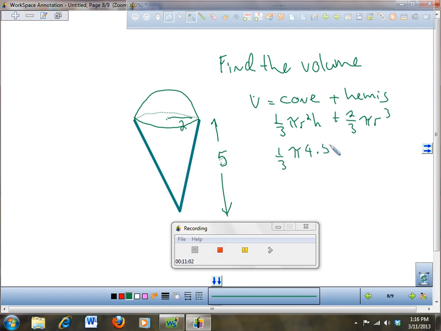Okay. Plus 2/3 pi times 2 cubed, and whatever that comes out to. That's not very hard. That's pretty easy, 20 over 3 pi plus 16 over 3 pi. That simplified to 36 over 3 pi, which comes out to be 12 pi.